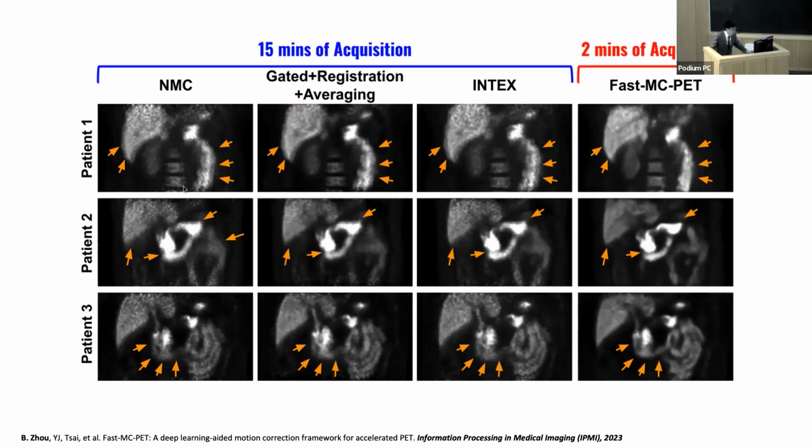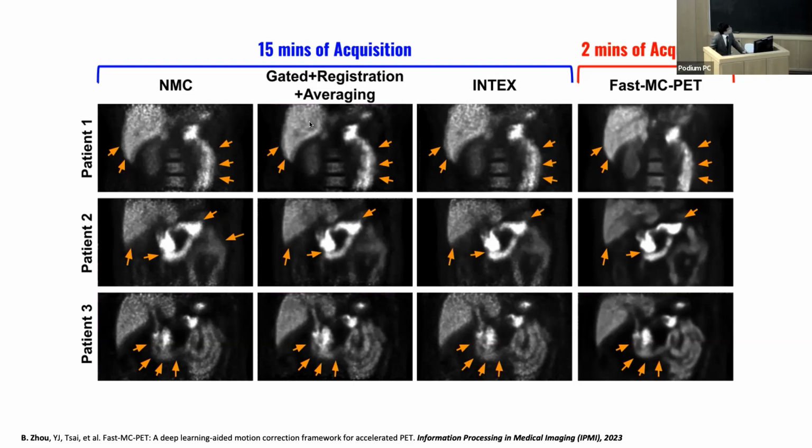And here I want to quickly show a 3-patient example of using our fast MC PET. The last column is where we're only reconstructing using the 2-minute acquisition, and we compare to the standard gated plus registration plus averaging method, and also the index method, which is the method she just presented a few minutes ago.